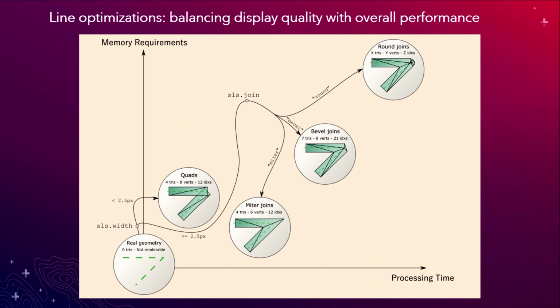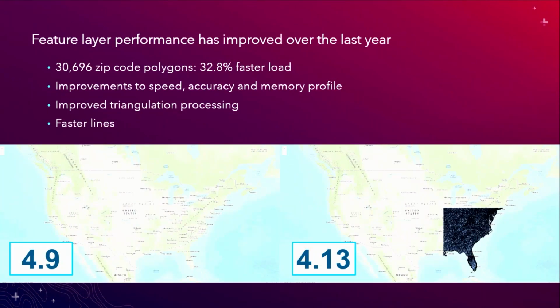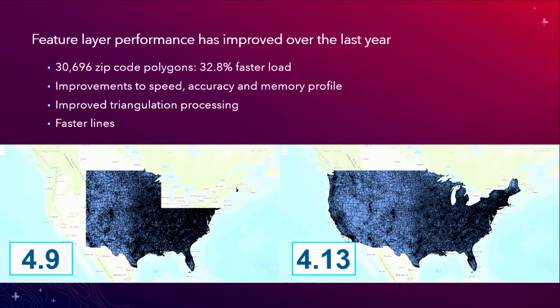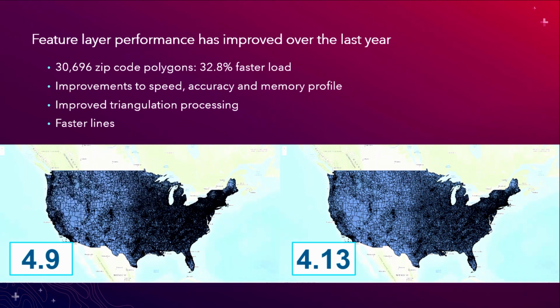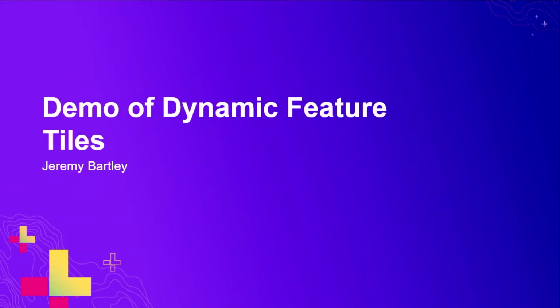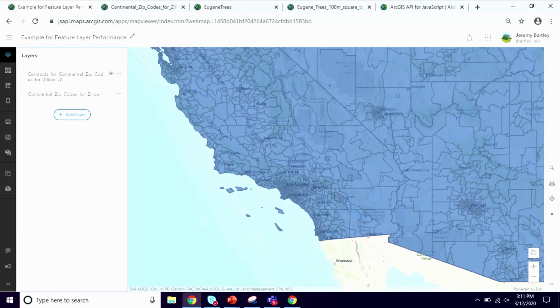There's probably too much detail for this session, but just to give you a sense that the API is trying to do what it can to get the best possible performance. And that performance has improved dramatically over the last year. 32% faster load, improvements to speed and accuracy and memory, improved how we triangulate, and we have faster lines. So let's do a quick demo of that.